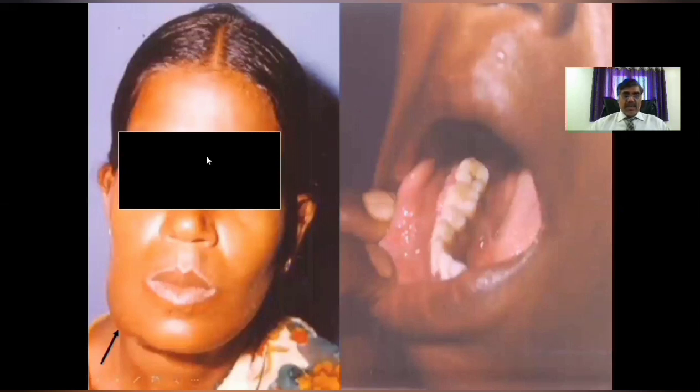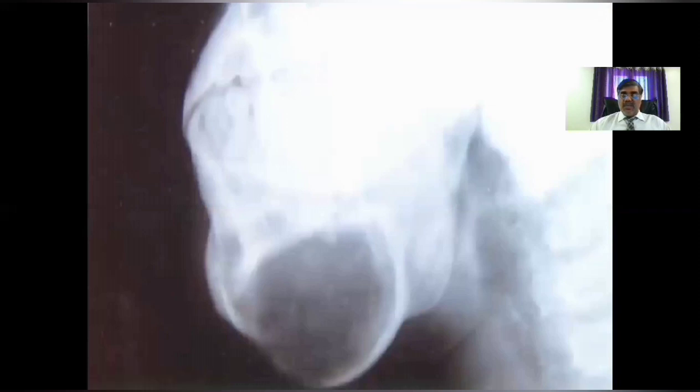Here is a middle-aged female patient with a swelling in the right body of the mandible. Intraoral examination shows a bicortical expansion with mild lingual and buccal expansion. The lateral oblique view radiograph of the right mandible shows a huge unilocular radiolucent lesion in the body of the mandible.